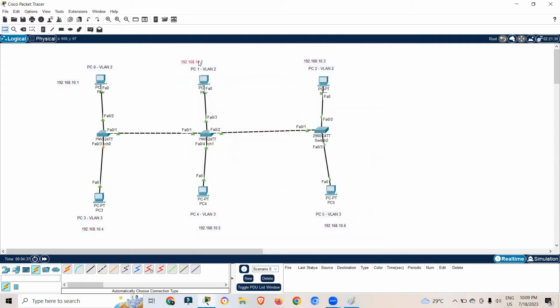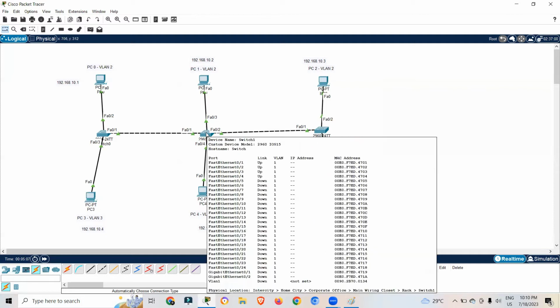So when you put FA0/3, you mean PC3 here? Yes, that PC3 is connected via FA0/3. This PC is connected to my switch by interface FA0/3. That's why. Okay.